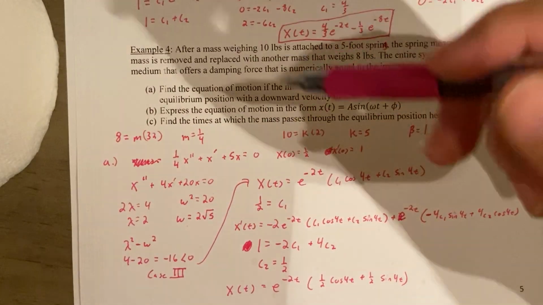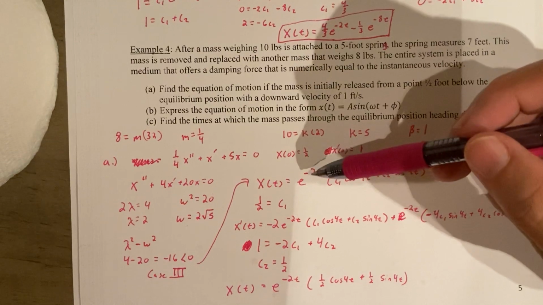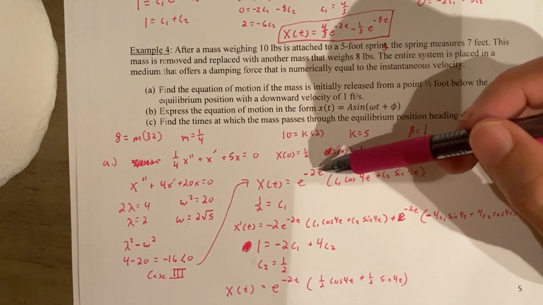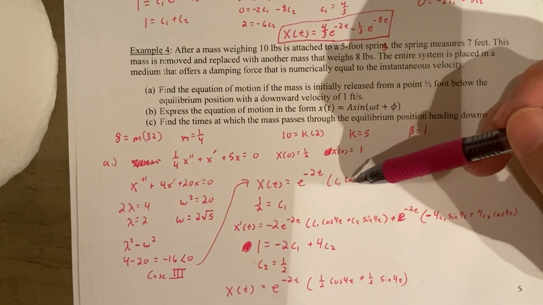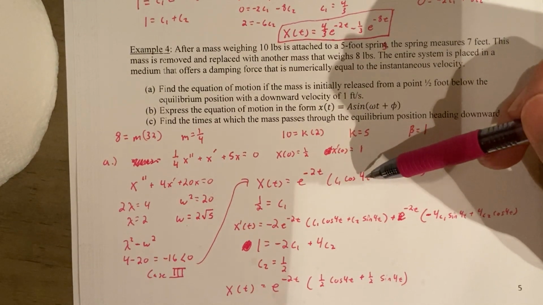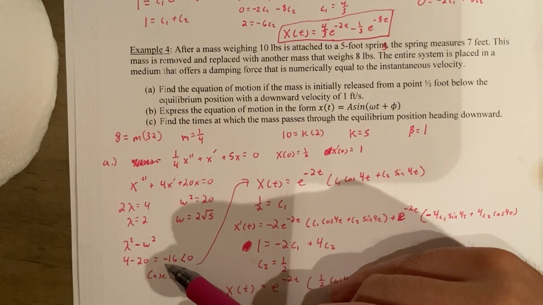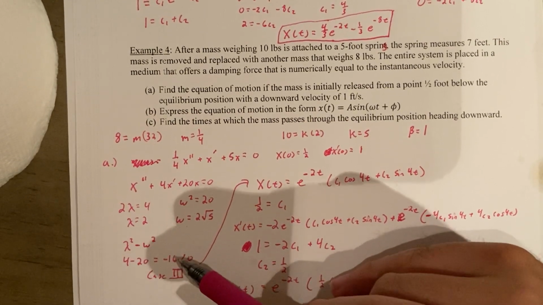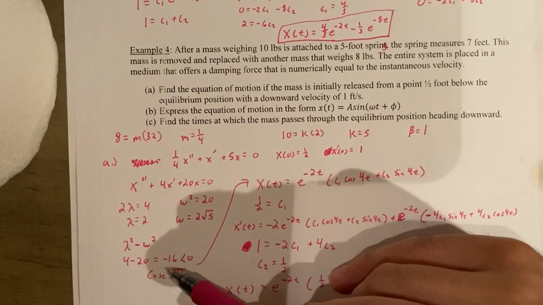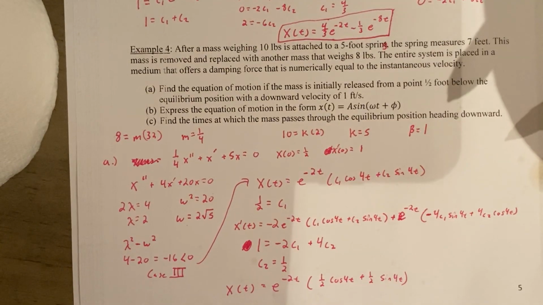Because we're dealing with case 3, our equation of motion is just e to the negative lambda t, so e to the negative 2t times c sub 1 cosine of the square root of omega squared minus lambda squared t. Well, if lambda squared minus omega squared is negative 16, then the opposite, omega squared minus lambda squared, is 16. The square root of 16 is 4, so that's why we have 4t for both of those.